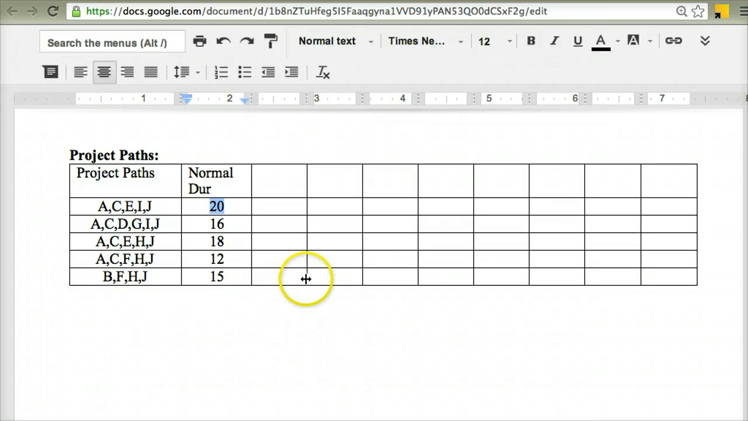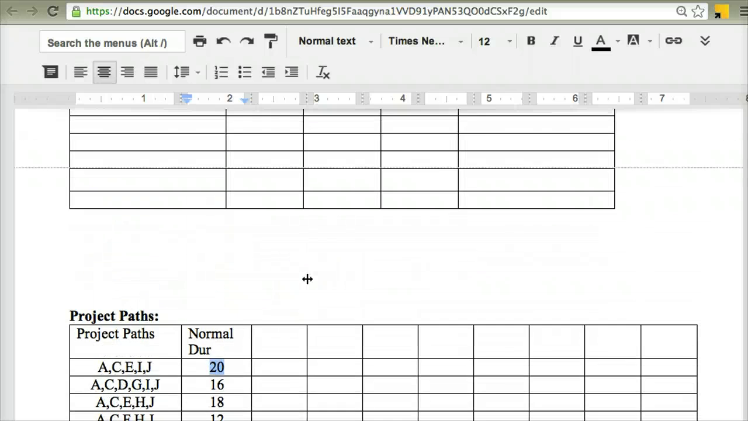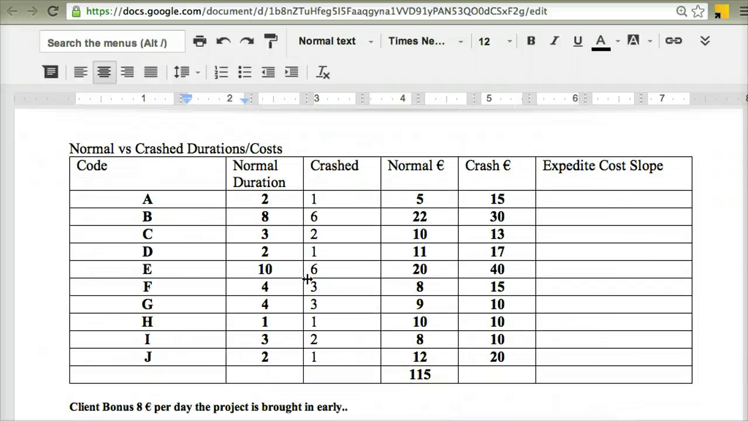At this stage, we're almost ready to start thinking about crashing different activities. But before we do that, I want to go back here and think about this normal versus crashed amount of money in terms of cost. We want to keep track of exactly how much it's going to cost us to crash each of these different activities. And the whole idea behind it is we prioritize the ones that allow us to crash the overall project duration, but also allow us to do that with the least amount of cost to us.